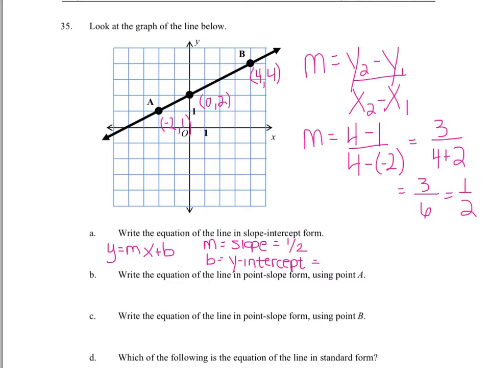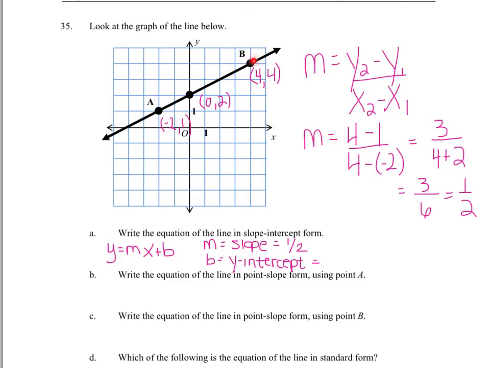Another way to look at this is by doing rise over run. If I take a point that's on the graph, and you want to pick points that are on the crosses of the lattice marks, like point A, I can see that I'm going up 1 and to the right 2. So positive 1 divided by positive 2 gives me rise over run, up 1 over 2. So that's another way to see that the slope is going to be 1/2.